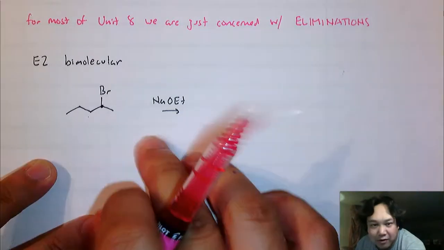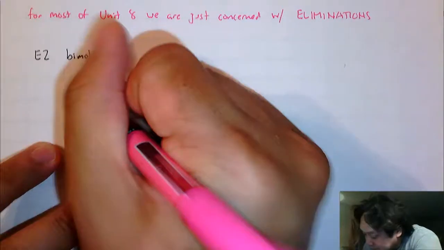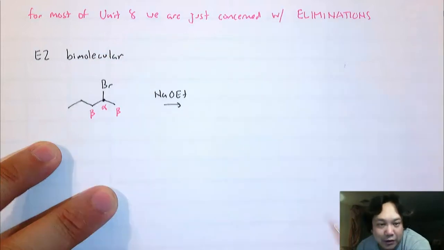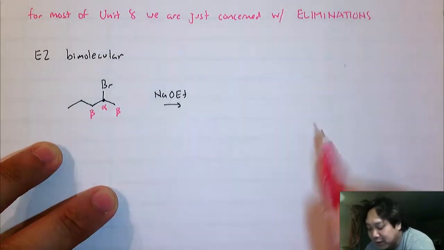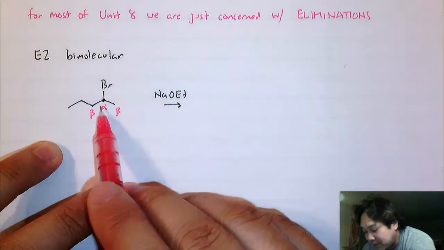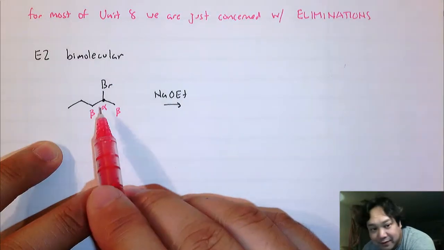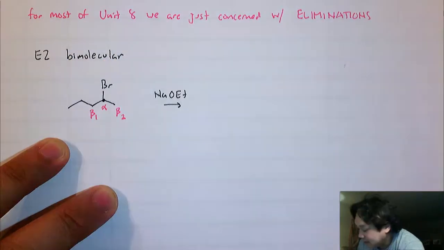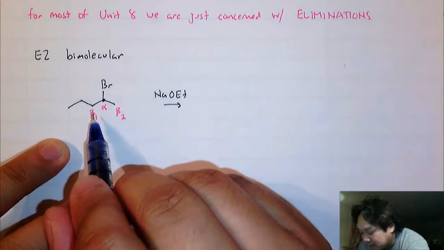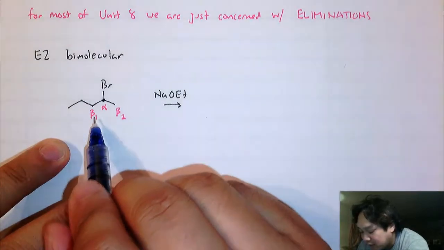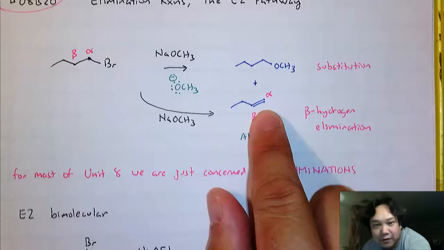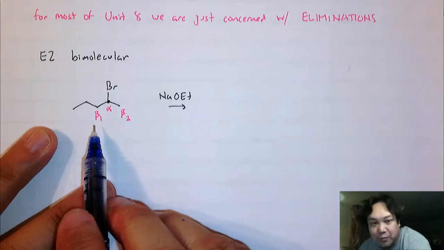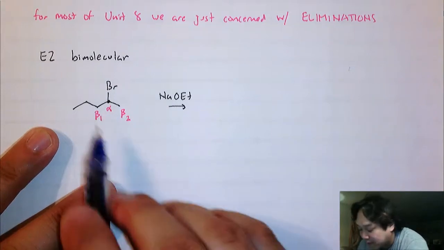We're going to draw the products, and then I'll show you the mechanism. The thing is, we have two beta carbons. So we can eliminate the hydrogen on the left and make the double bond between the alpha and the beta on the left. We could call this beta 1 and call this beta 2. So when we eliminate the hydrogen off of beta 1, did you notice where the double bond occurred? It occurred between the alpha and the beta. So if we eliminate the hydrogen on beta 1, we're going to make a double bond between the alpha and the beta 1.